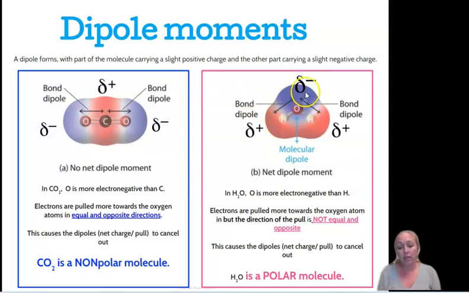But here, the electrons are both being pulled up toward the oxygen. There's nothing canceling out that pull in the opposite direction. So this one over here is going to be a polar molecule.